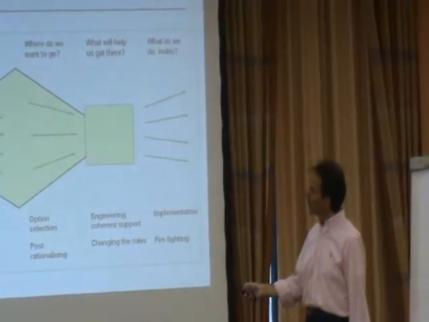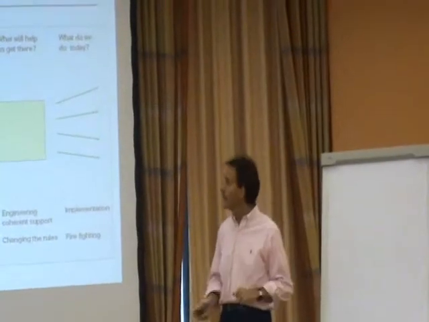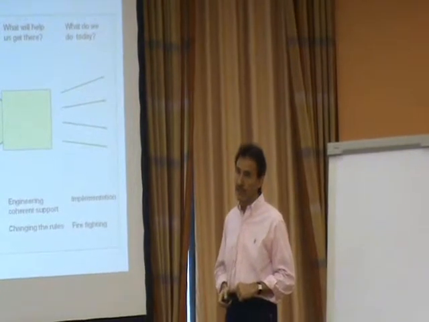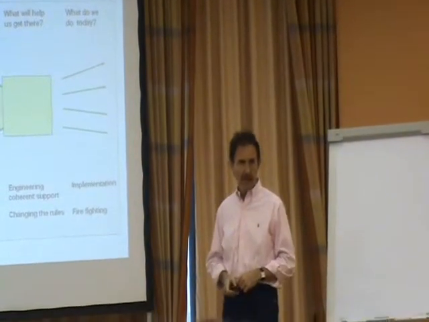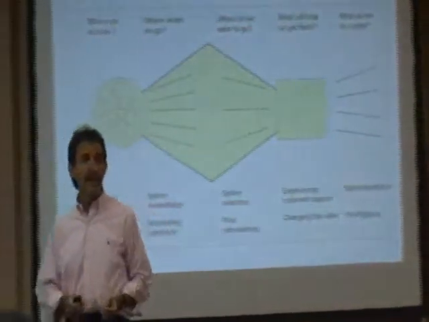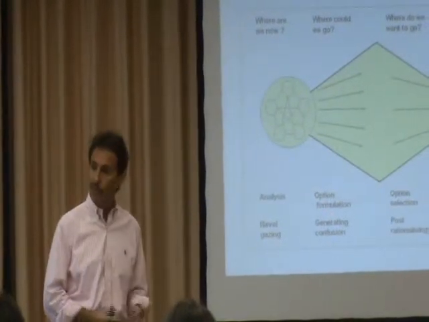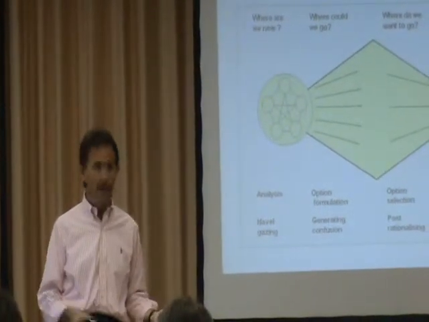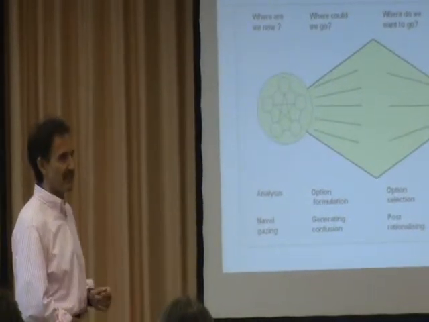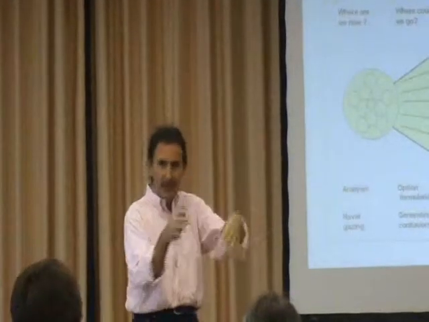Another part, represented by these arrows going off in lots of different directions, is addressing the question, where could we go? What are the possibilities? Let's get some fresh thinking, some new ideas. If you're positive about this, it's option formulation. What are our options? What are our choices? If you're negative about it, it's generating confusion. It's hard enough to be clear what our strategy is, and now we've got 15 different possibilities on the table.